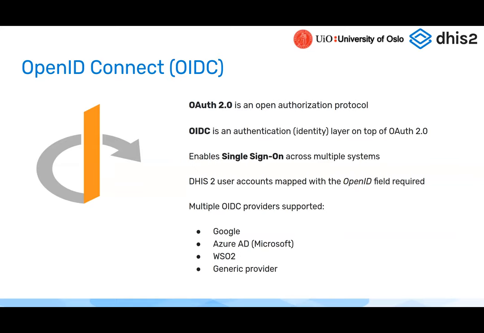That means that there's no need to go and sign in everywhere. You can sign in one place and then automatically be signed in into DHIS2. There's also no need to maintain yet another dedicated password for DHIS2 users. You can just reuse what you already have. To do this, you need to map your existing users using the OpenID field on the user. That one has to match the identity of the record you have in your registry.